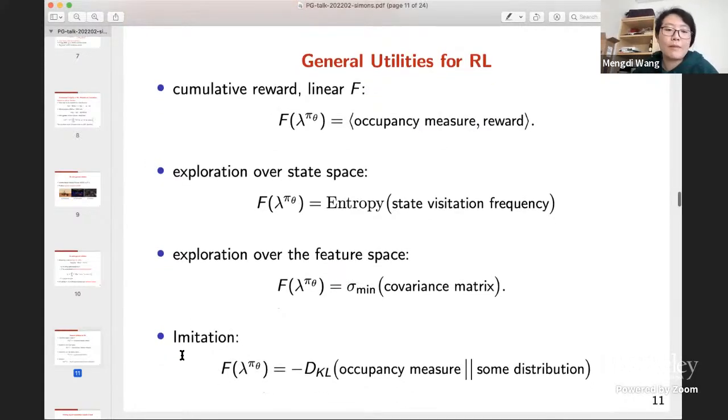And the last example is imitation. For example, if we know the marginal state distribution generated by some adversarial player, but we don't get to observe his moves, we can still try to regularize our policy to make our policy's state distribution close to the expert's state distribution by using a negative divergence, Kullback-Leibler, or any other reasonable divergence function. And again, this is a concave utility function.